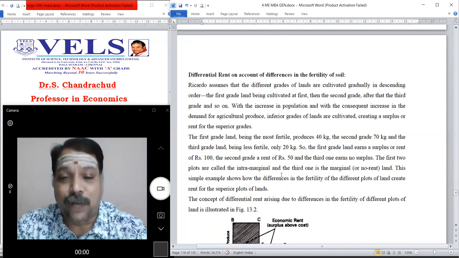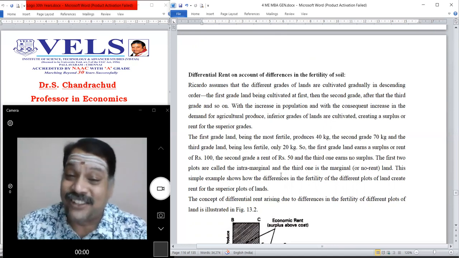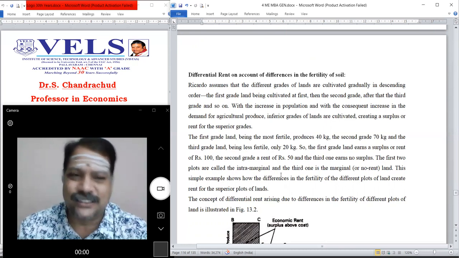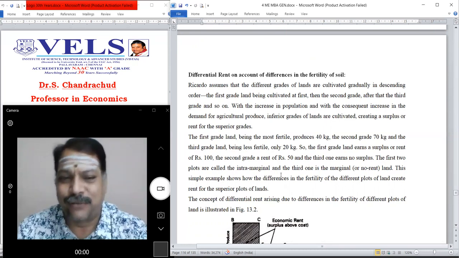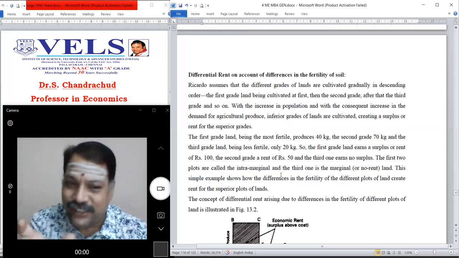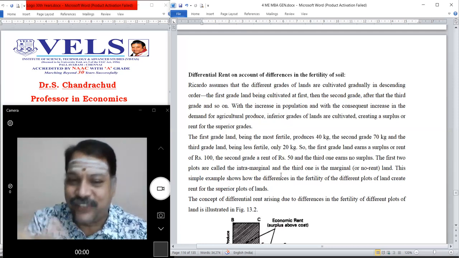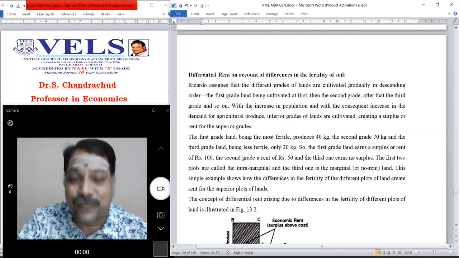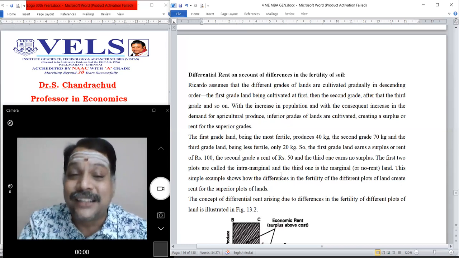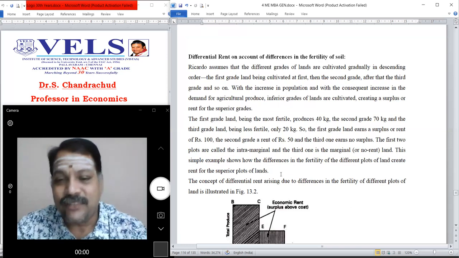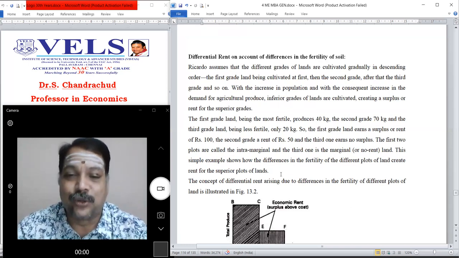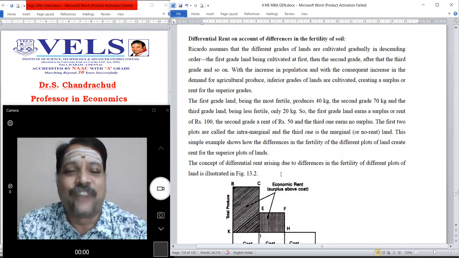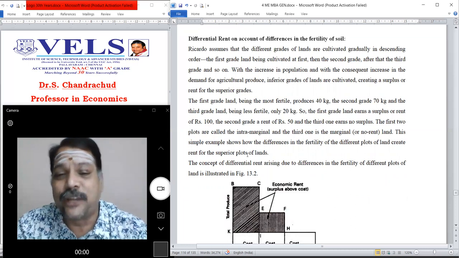The first two plots are called intra-marginal, and the third grade is called marginal, because it is not earning any rent. But the first and second grade, because of the difference in fertility, earn some money. There will be a transfer earning. That particular value we call differential rent. The simple example shows how the difference in the fertility of land in different plots creates rent in the superior plots of land.